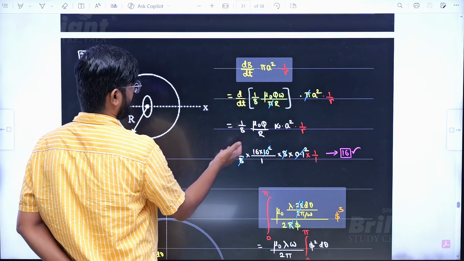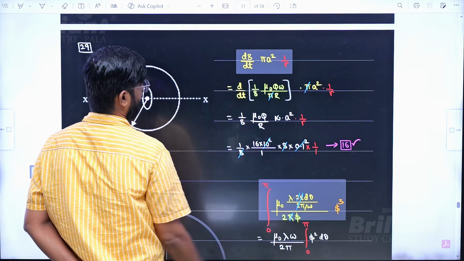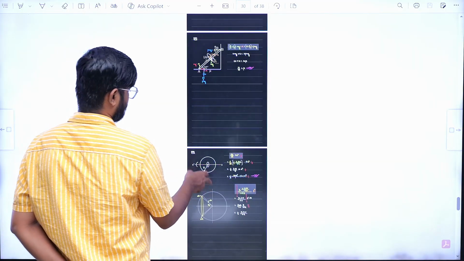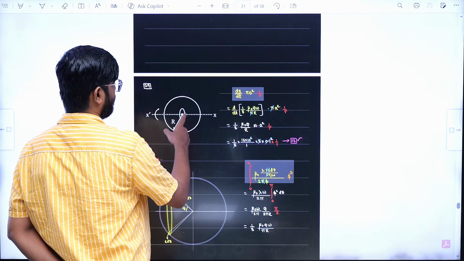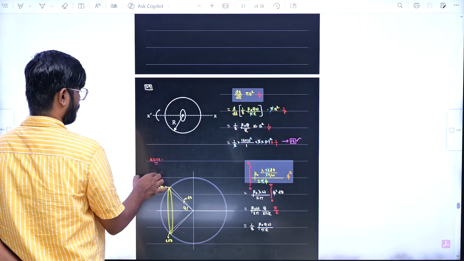Then the rate of change of flux will give you the EMF. When you divide by the resistance, you will get the current. And understand, it is not motional EMF, it is an induced electric field. The magnetic field is varying with time, which is going to create an induced electric field.